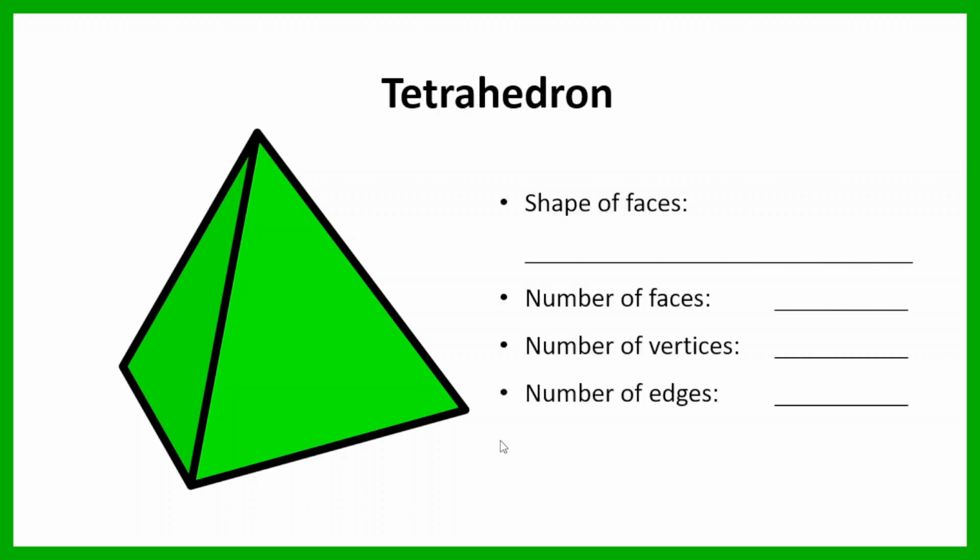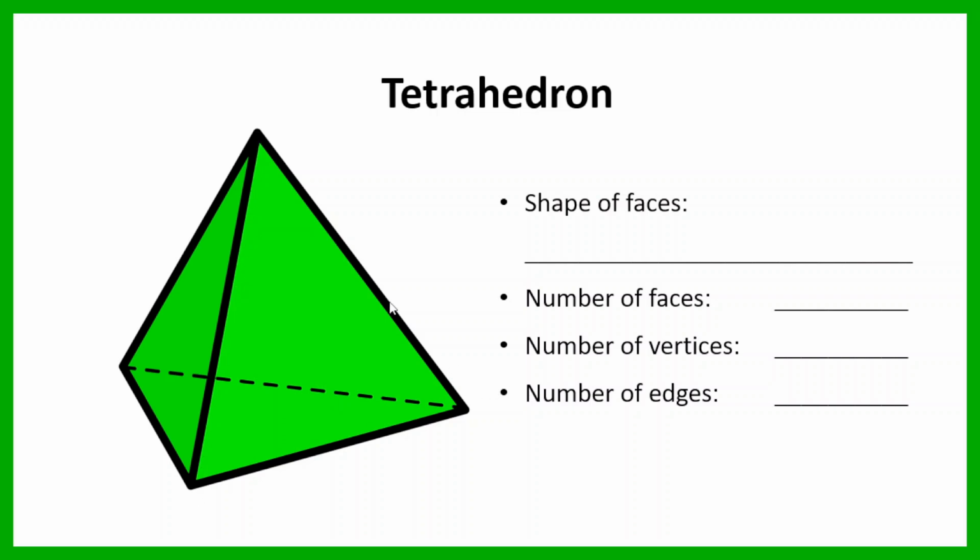We're going to find out the shape of the faces. We're going to find out how many faces there are. We're going to find out how many vertices there are and how many edges there are. In order to do this, I'm just going to show you the tetrahedron like this so you can see more easily the hidden lines. So we can see it as a 3D object. Okay. So first of all, if we look at the shape of the faces.